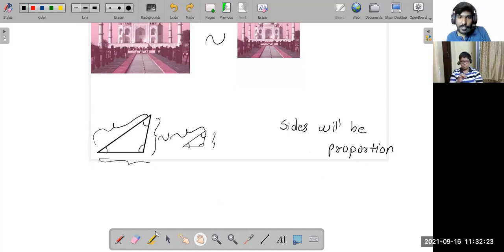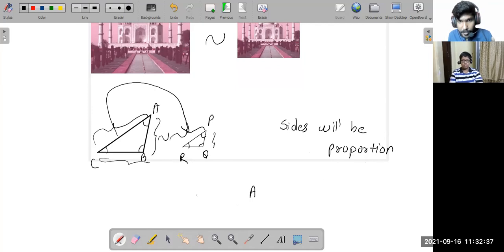Ratio of the sides will be the same. I'll name it and show you. Suppose this is triangle ABC and this is triangle PQR. So that means AC is corresponding to side PR. So AC upon PR.